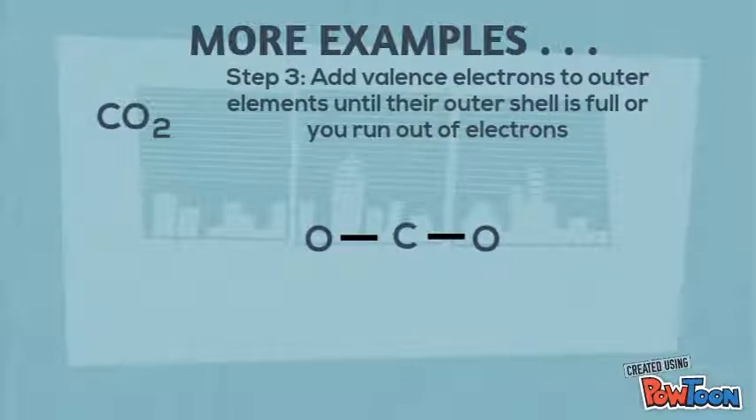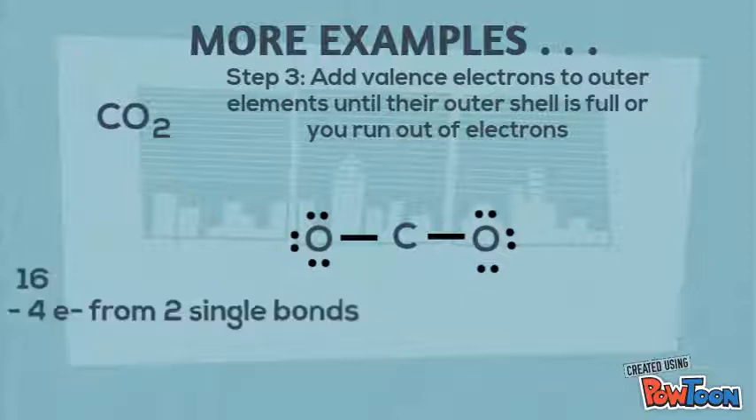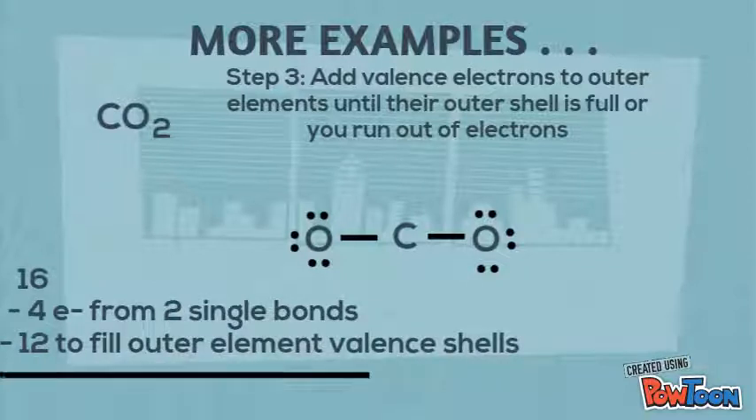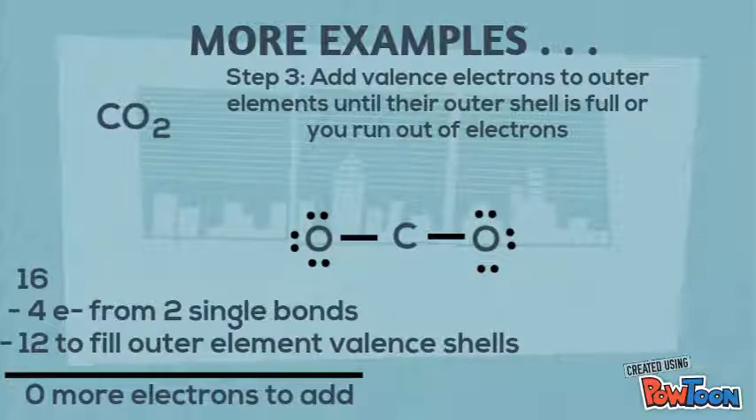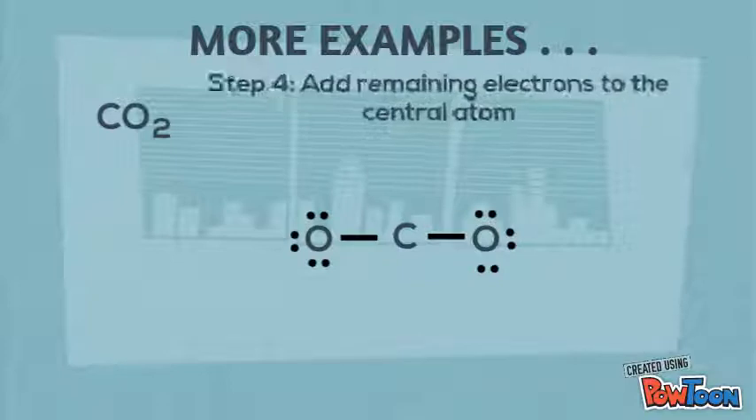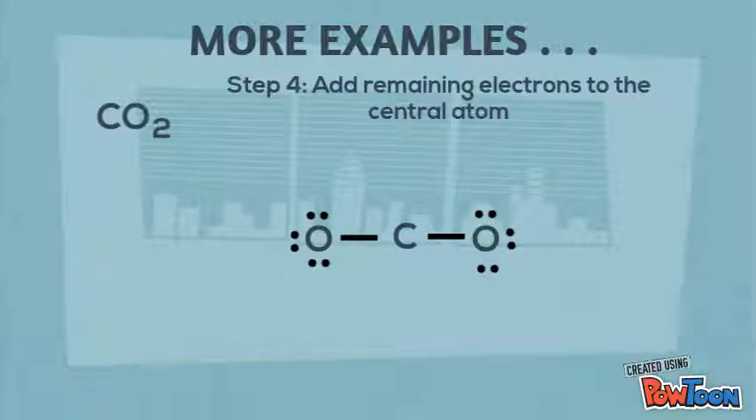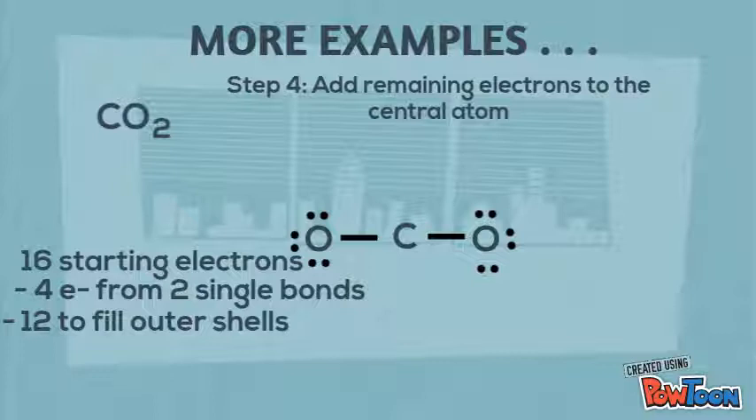Step number 3 is to fill the outer elements with valence shells. So we're going to add 2, 4, and 6 to the oxygen on the left and 6 more to the oxygen on the right. So here we have 16 electrons, 4 used for single bonds, 12 used to fill valence shells, and now we don't have any more electrons to add. Step number 4 is to add remaining electrons to the central atom. Again, we don't have any to add to the central atom, so we're going to skip this step, but we're going to go ahead and show you the math of it as well.